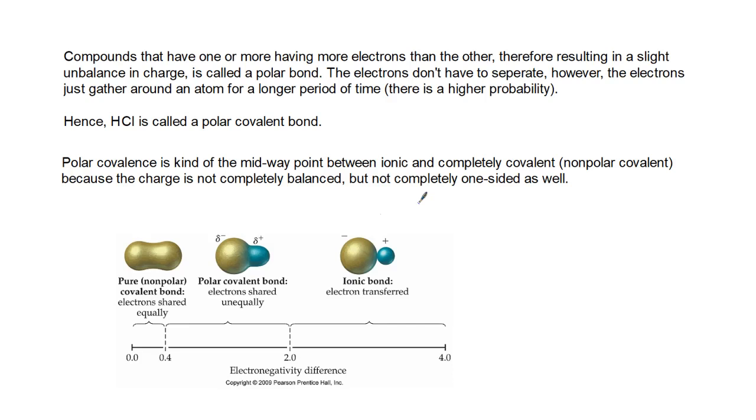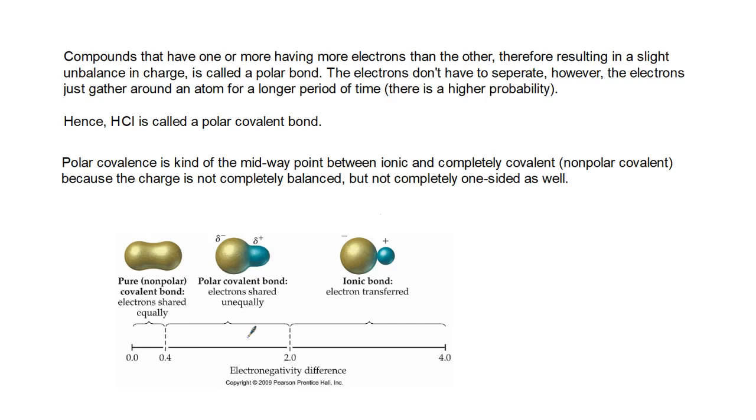So compounds that have one or more atoms having more electrons than the other is called a polar bond, right? And the electrons don't have to separate, but the electrons can separate. That will make it an ionic bond, right?